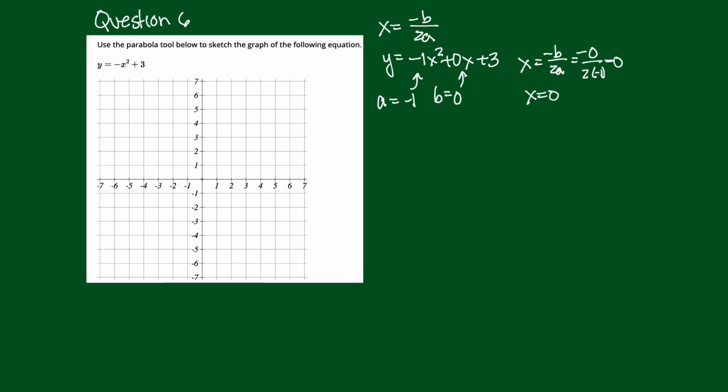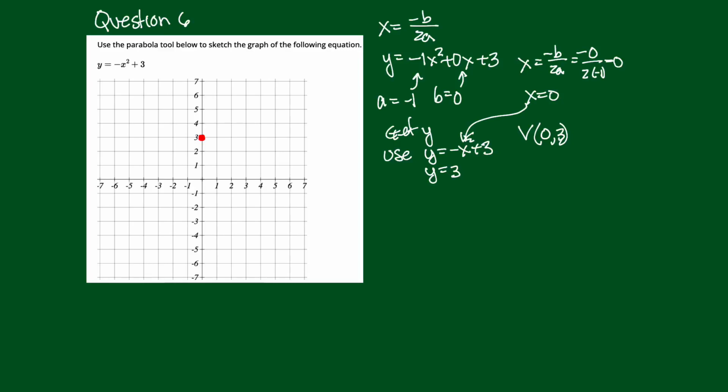Now, get y. We need to get the y component. So to get y, use the equation. Y is equal to negative x squared plus 3. So that'll give us y is, now, x is 0, so that just gives us y is 3. So here's the vertex. The vertex is at 0, 3. Plot that point. So 0, 3, right there.